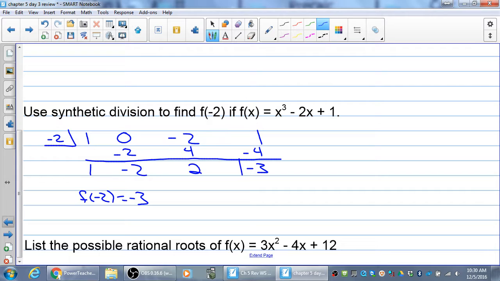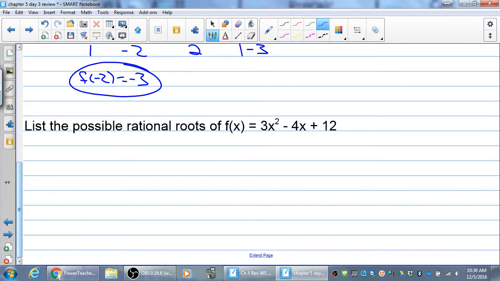So on the test tomorrow, if we don't write f of negative 2 equals negative 3, would it be wrong? I wouldn't give you full credit. You've got to indicate to me somehow you know what the answer is. You don't write that down, am I going to mark it wrong? Just won't give you full credit. This is how you indicate it right there. Make a note of that.